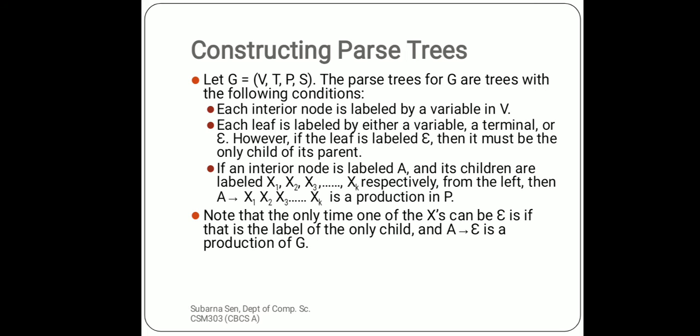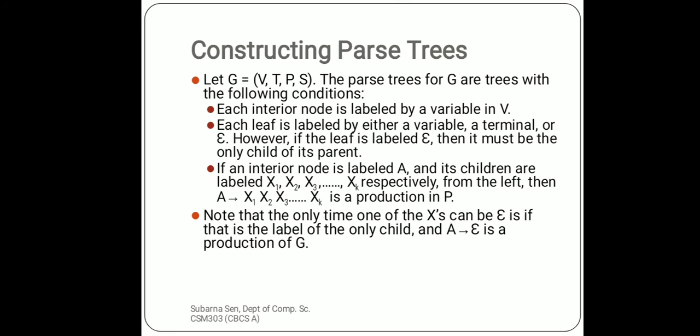Okay. Now how to construct a parse tree? You will be given a grammar, namely G, which consists of 4 symbols, namely V, T, P and S, and this is a concept of context-free grammar. And how to design the tree? Each interior node is labeled by a variable in V. Each leaf is labeled by either a variable, a terminal or epsilon.